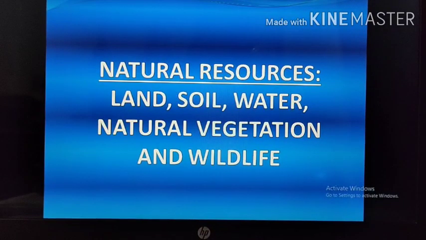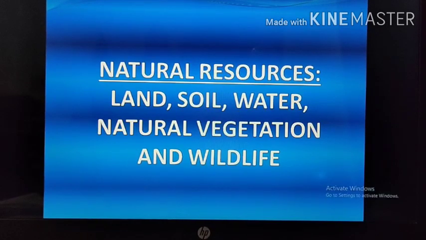Hello students, today we are going to discuss the second chapter of geography, that is natural resources: land, soil, water, natural vegetation and wildlife. Now in this chapter we are basically going to discuss it in three parts. First is about the land and soil resources, then water resources, and the last, natural vegetation and wildlife resources.